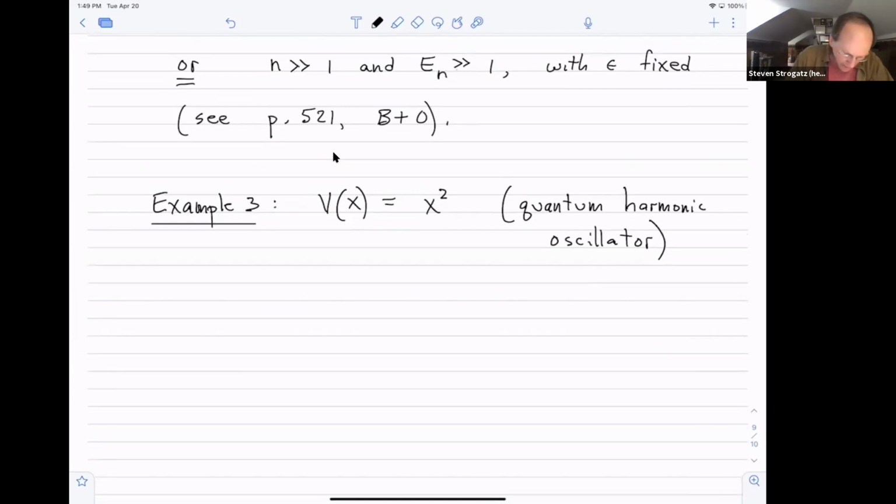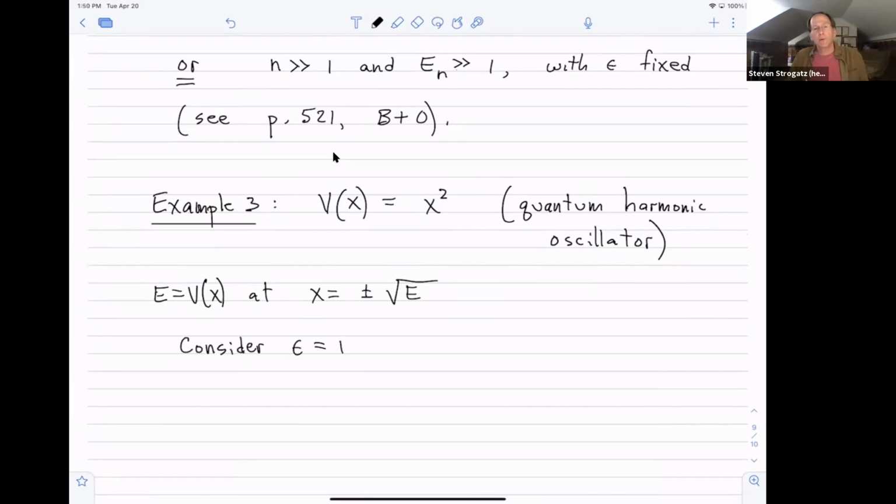But anyway, in this case, E will equal V of X at 2 points, where X is plus or minus the square root of E. So those are our turning points. And let's consider the version of the problem where we'll just fix epsilon to be 1. So we're not thinking of small epsilon here. We're just going to fix epsilon to 1, and we're going to think about high energy levels. So lots of wiggles. Let's suppose n is very large. So we want to estimate the high energy levels for the quantum harmonic oscillator using our WKB.